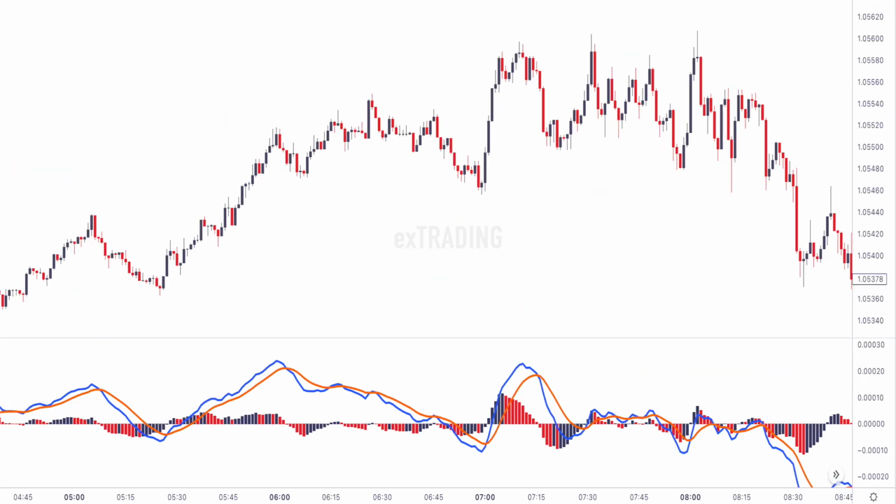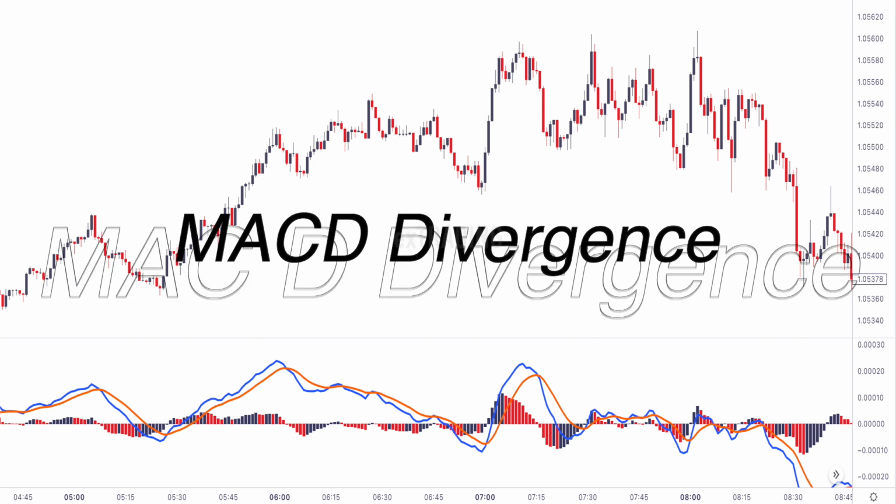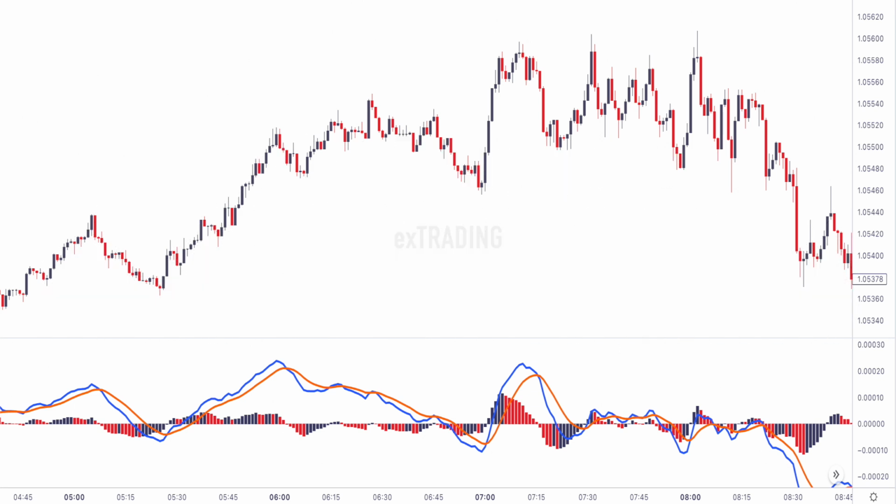3. MACD divergence. The MACD indicator can also be used to identify divergences. A divergence occurs when the MACD line is indicating one trend while the asset's price is indicating another. When a bullish divergence occurs, it is often a sign of an impending uptrend. Conversely, when a bearish divergence occurs, it is often a sign of an impending downtrend.